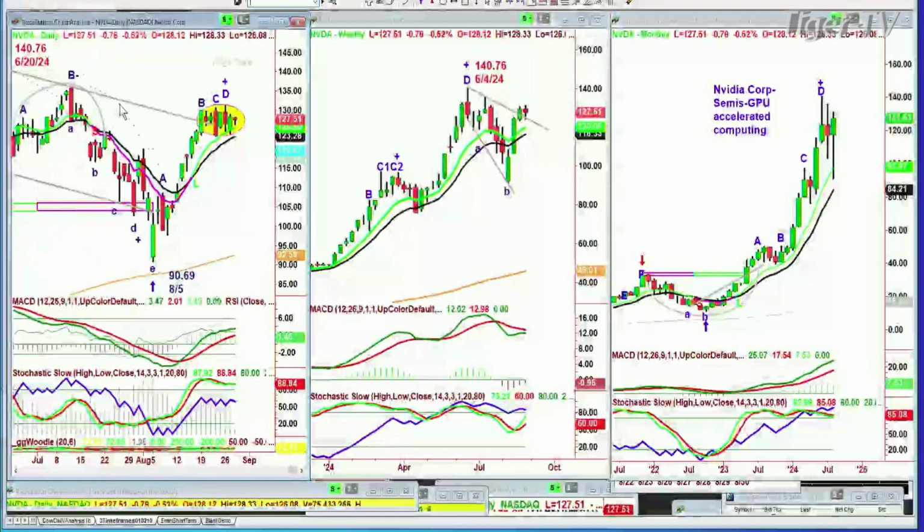How does the Dow independently go higher? I don't know. But I'm also looking at the others that we were looking at to make their leg Ds sometime next week. All right, so I'm done with that.